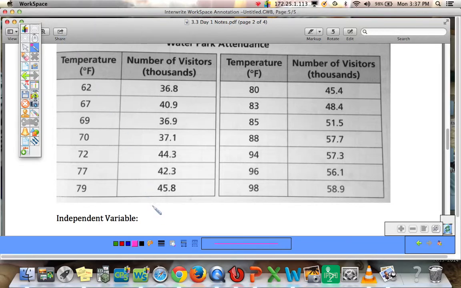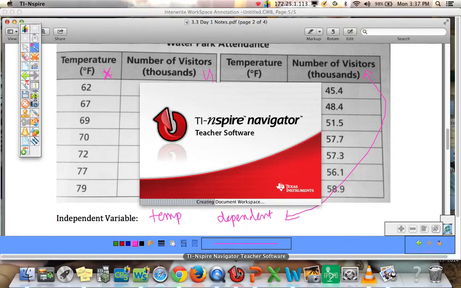So here the independent variable would be temperature, and the dependent would be the number of visitors. And the reason is the number of visitors would depend on the temperature. Okay, so in a graph, our independent variable will be our x, and our dependent will be the y. So I'm going to wait for this to load, and I'll show you how you can put this in the calculator, and then we're going to come up with the line of best fit.